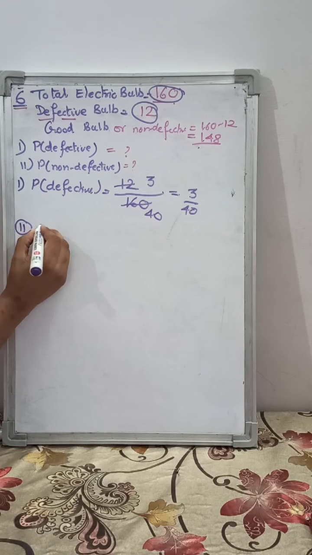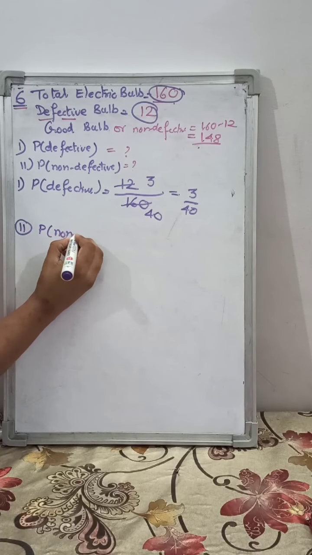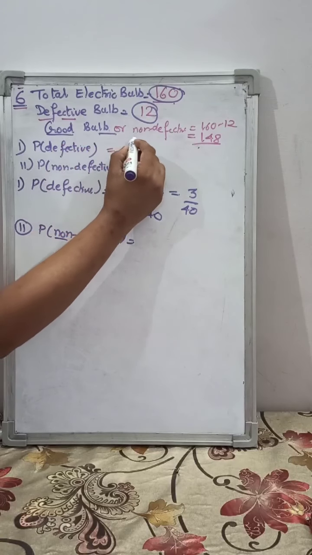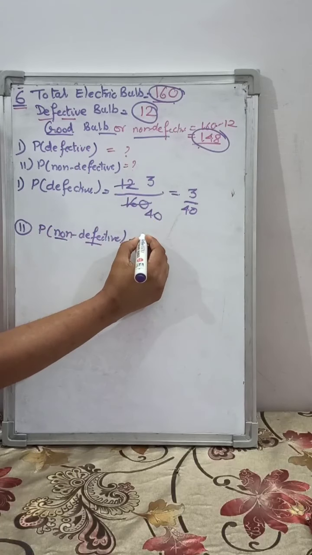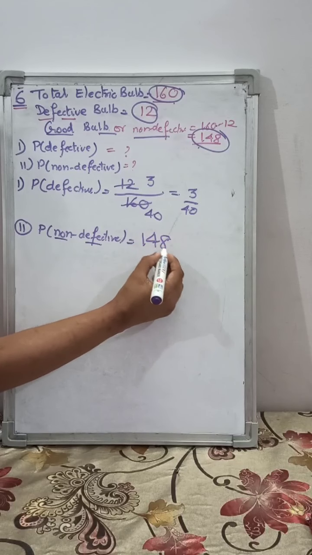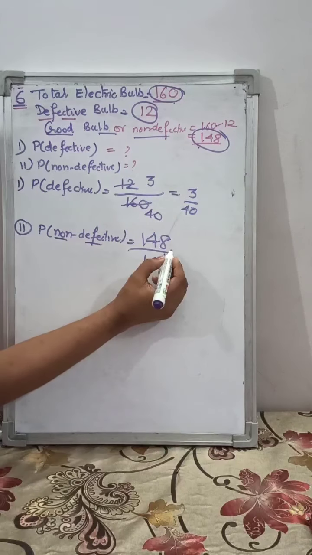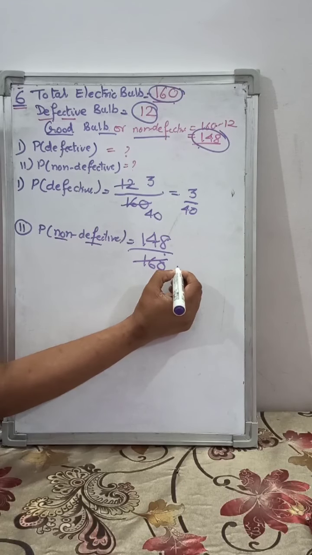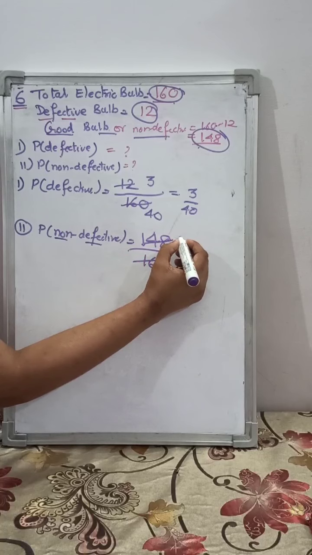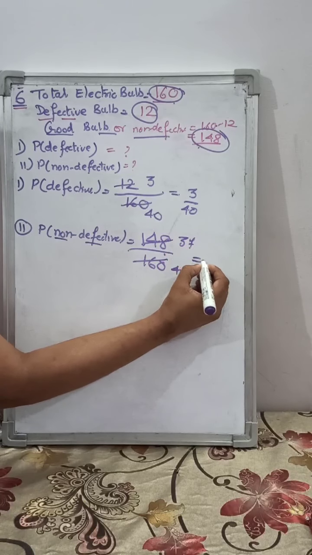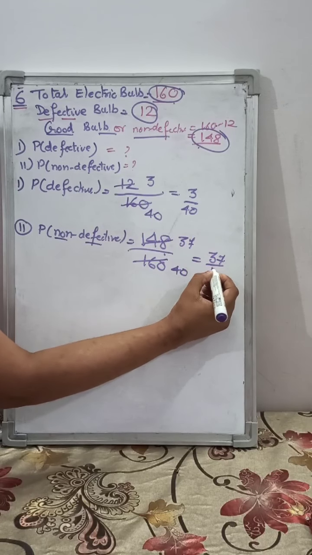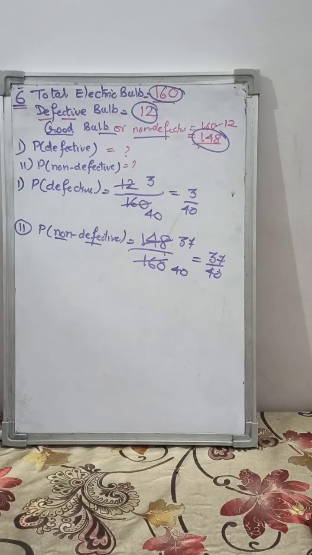Second part. In this you have to find the probability of getting a non-defective bulb. So how will you do it? How many non-defective means good bulbs, and they are 148 and total bulbs are 160. Now again you will cancel with the table of 4 and this will go 37. So 37 by 40 will be the probability of getting a non-defective bulb from that box.